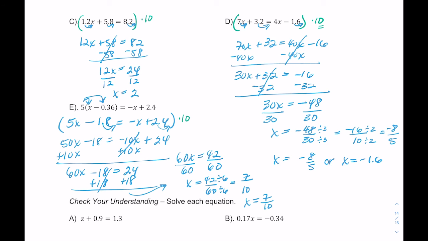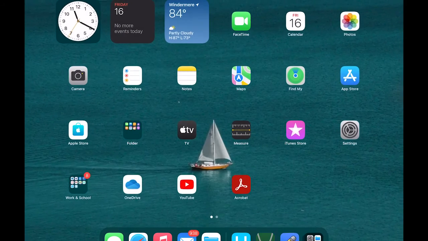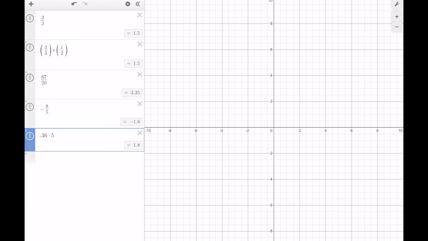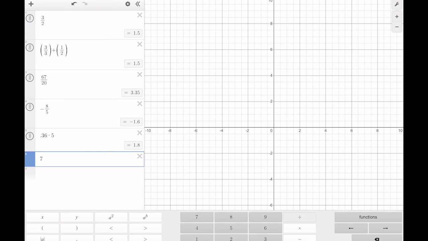Okay, and you can leave your answer as a fraction. Again, if you want to write it as a decimal, to change a fraction into a decimal, you just divide. So you would just divide 7 divided by 10, which is 0.7.